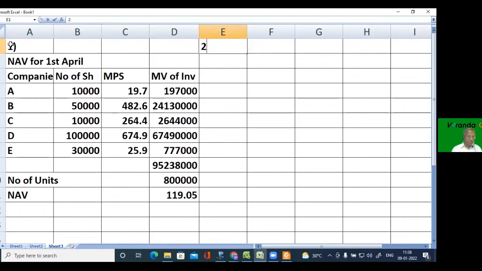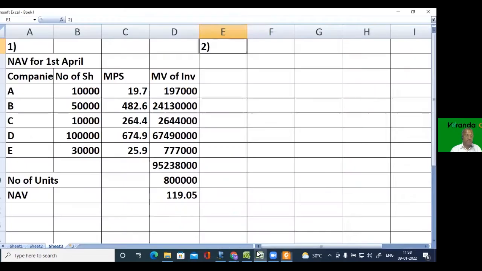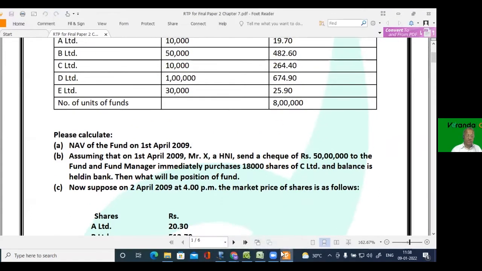What is in the second part of the question that you have? Mr. X had sent 50 lakhs. With that, they have bought 18,000 shares. So, the amount available for investment is 50 lakhs. Market price per share of which company's share do they want to bring out investment? C Limited. C Limited, 264.64.